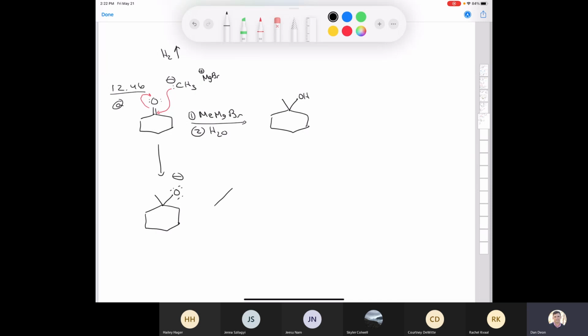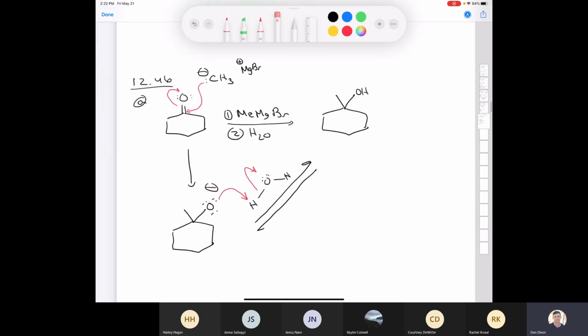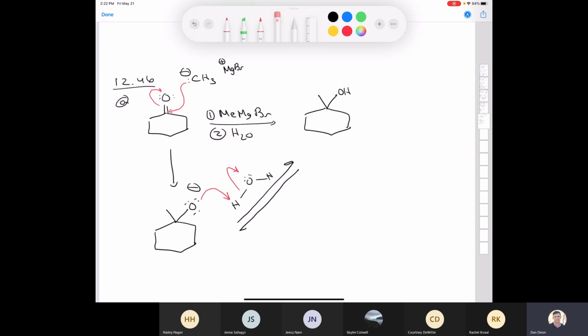And then in the next step, we're going to treat that with water. We'll draw the Lewis structure of water, like that. There we go. And then we're just going to do a proton transfer like that. So there you have it. That's the mechanism for this reaction, where we take this ketone and we convert it into this tertiary alcohol.